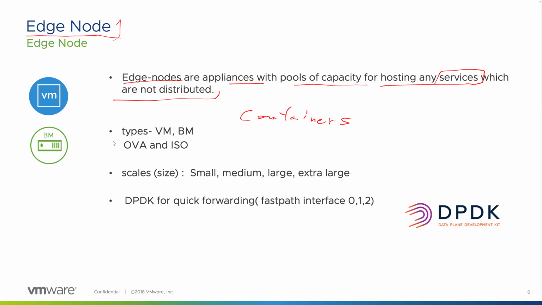Containers. They have two types, VM and bare metal. Most of the time when we talk about edge node, we talk about VM edge node. How do you set up a VM edge node? You can do it via the NSX UI, under edge transport node preparation. There's a particular UI for you to install an edge transport node.